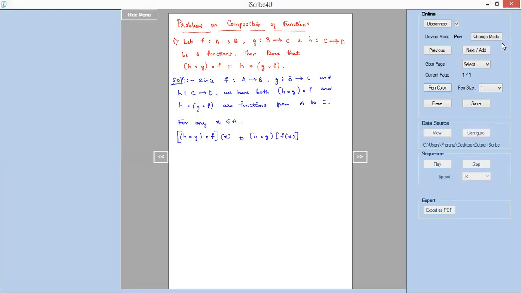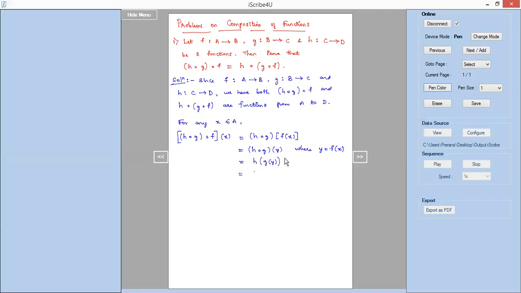From the definition of composition of functions, this can be written as (h∘g) of f of x. Now suppose we assume f of x as y, where we are assuming y is equal to f of x. Then this can be written as (h∘g) of y. Now again applying the definition of composition of functions, this (h∘g) of y can be written as h of g of y.